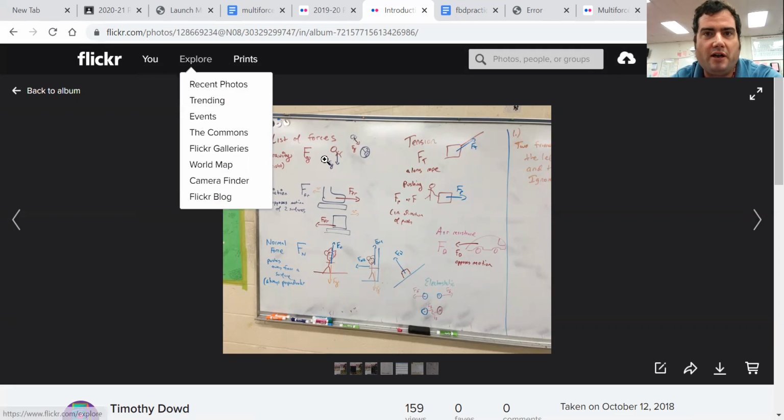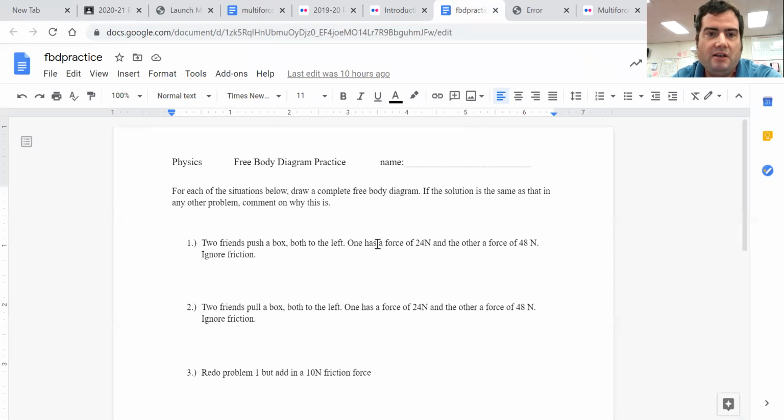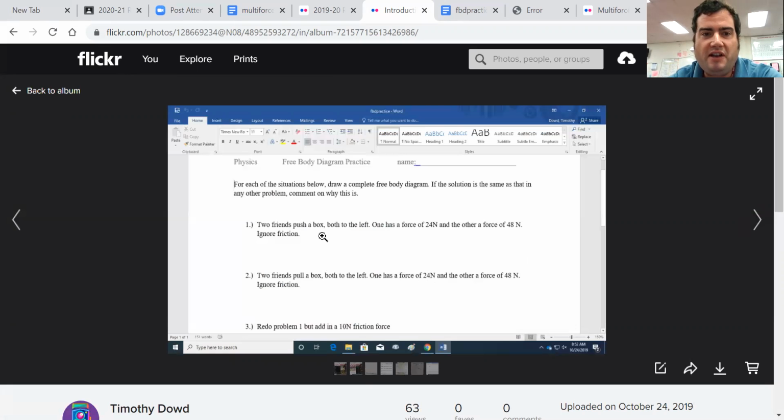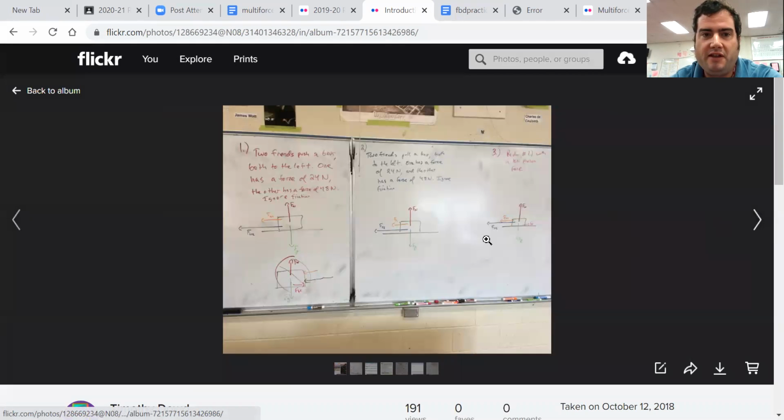I had students work on a worksheet called Free Body Diagram Practice. And they basically went through and determined what force picture they should draw for each of these situations. In this video now, I'm going to go through the answer key for this. You should try this before you look at the answer key. So the reason I have these three grouped together is they're actually almost the same question. Here's the answers.